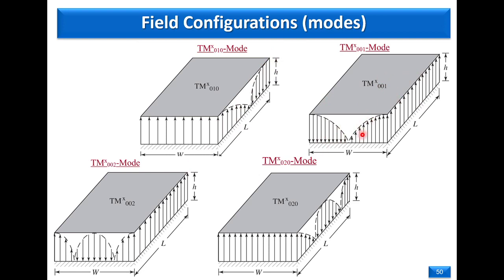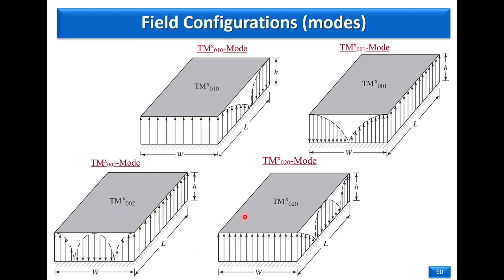We might have this one, which is very similar to this one, but here these are the radiating edges, not here. The radiating edges or radiating slots are this side and that side. Here the radiation is from that side and that side. With higher order modes, we might have different shapes, and so on and so forth.